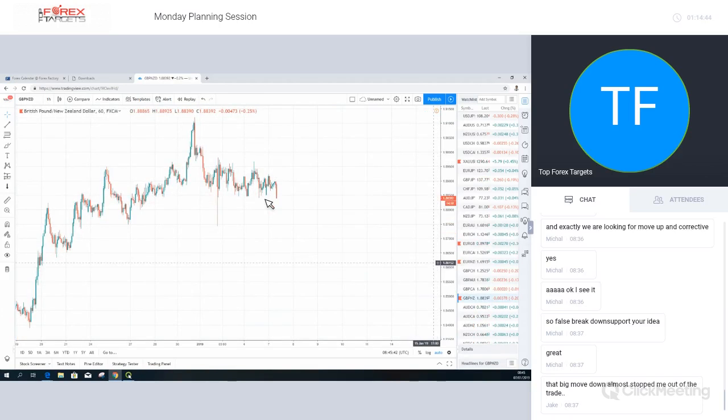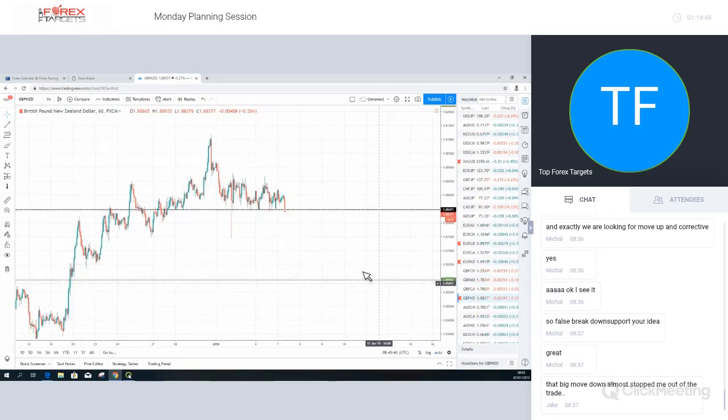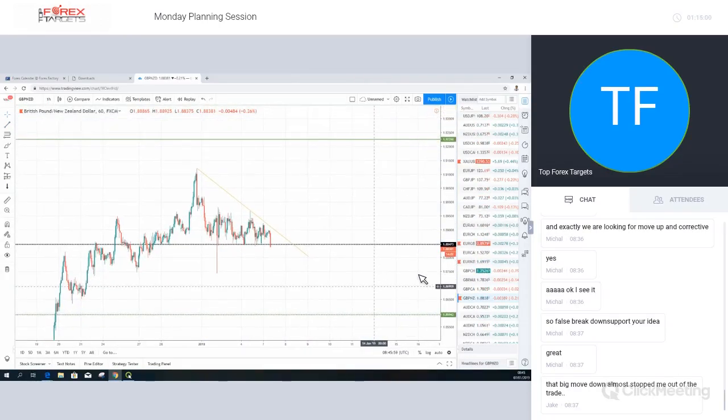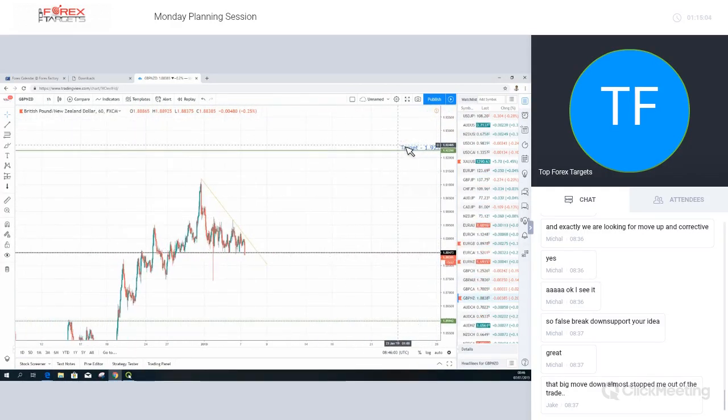Pound New Zealand. Pound New Zealand is actually setting up quite nice. Okay, it's sitting on the 88473. We're starting to get a breakdown from here. What I would definitely like to see first in the Pound New Zealand is a breakout. Okay, Pound New Zealand is one I have on my watch list for this move to the upside, especially if the New Zealand is going to be weak and the pound is going to be strong.